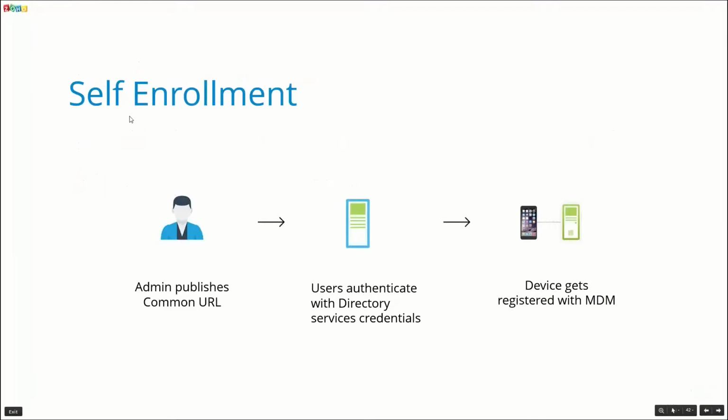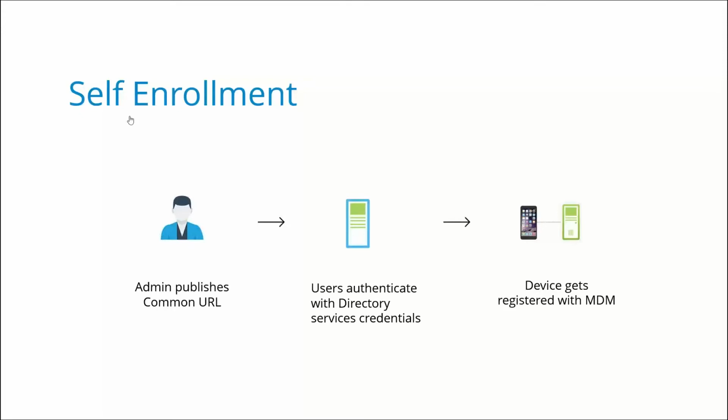And then we have self-enrollment, where a common URL can be published to all the users, and the users, be it an iOS device or an Android device or Windows device, can go to the common URL, app or profile accordingly based on the OS, and then the user has to provide their AD credentials to authenticate.